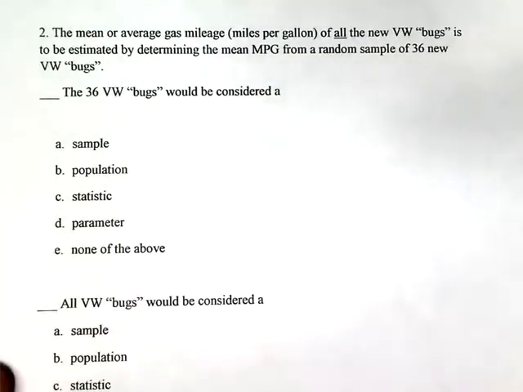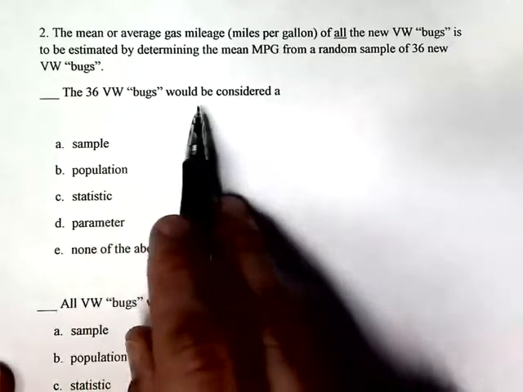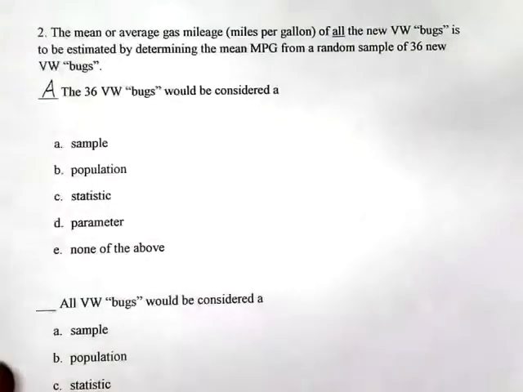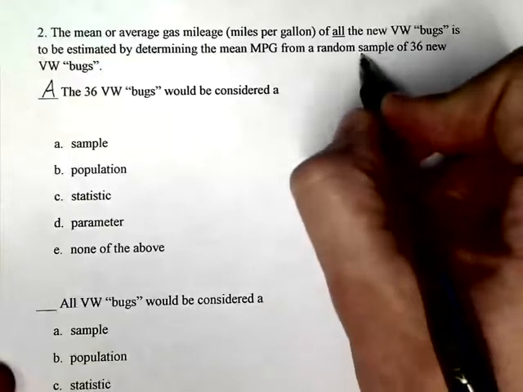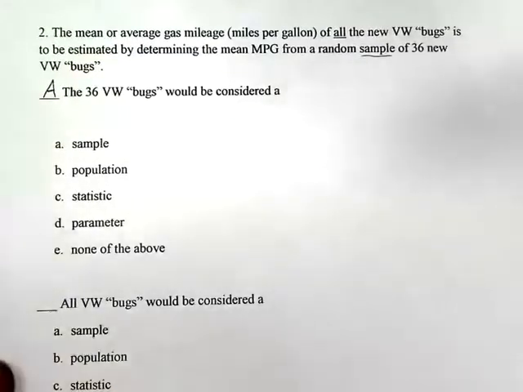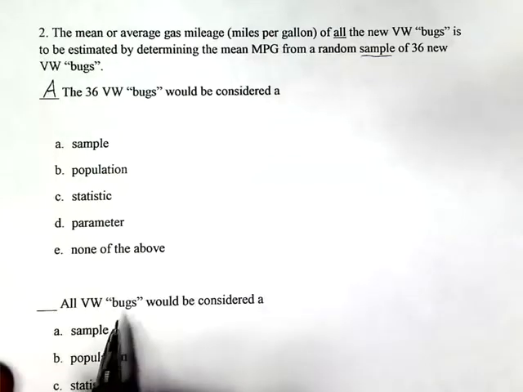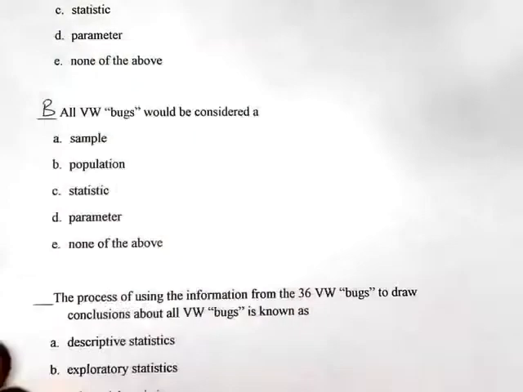Okay, so a few questions here I want to ask about this. So the 36 bugs will be considered a sample, right? Well, it's pretty straightforward here. It says that the random sample of 36 bugs, that would be the sample. That's the portion of the larger group that we're looking at. The larger group is given in the second question here. All VW bugs would be considered the population. Okay, hopefully not too hard.